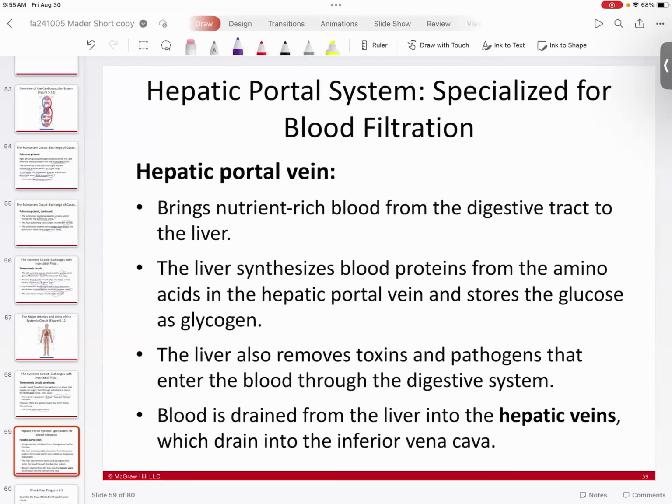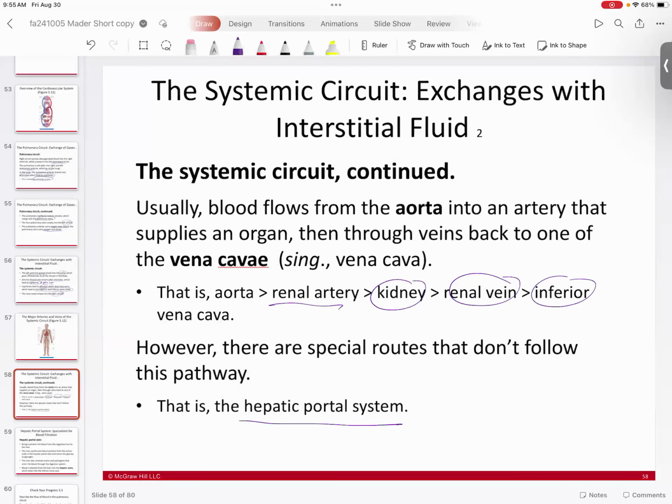And a portal system, basically any kind of a portal system, I'm going to describe this first of all. A portal system is essentially a system where two capillary beds are connected by a shortcut, by a portal vein or a portal vessel.